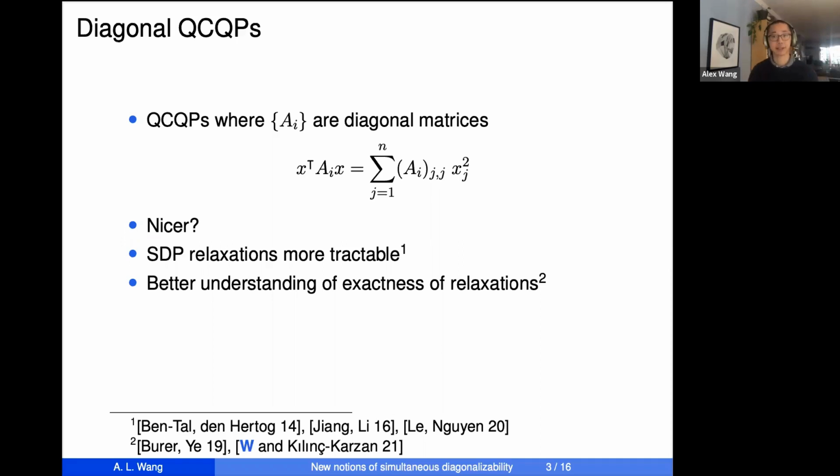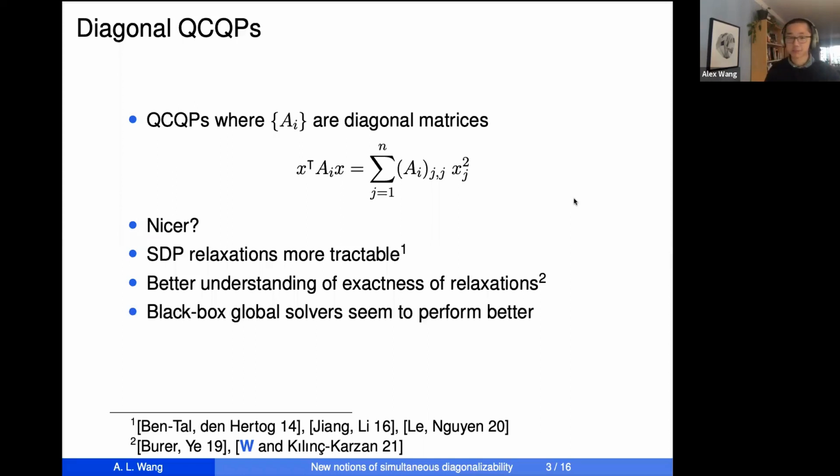In the setting of a diagonal QCQP, while we have in general some sufficient conditions for when an SDP relaxation of a QCQP is exact, the conditions that we have for diagonal QCQPs in particular are much more convincing and stronger. They're more indicative of being, perhaps, the right reason or good sufficient conditions.